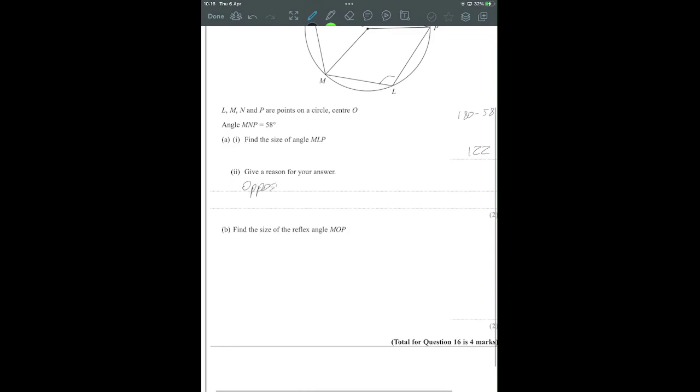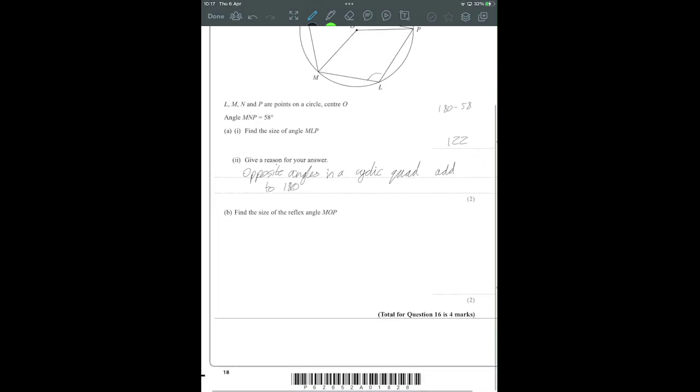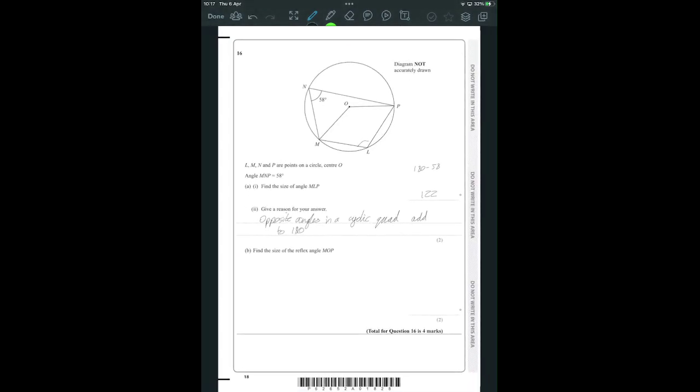And the reason, opposite angles in a cyclic quadrilateral add to 180. A few words that you have, well, pretty much you have to have at least that statement. You can add more words to it, but they're the kind of key parts that the examiner will be looking for.